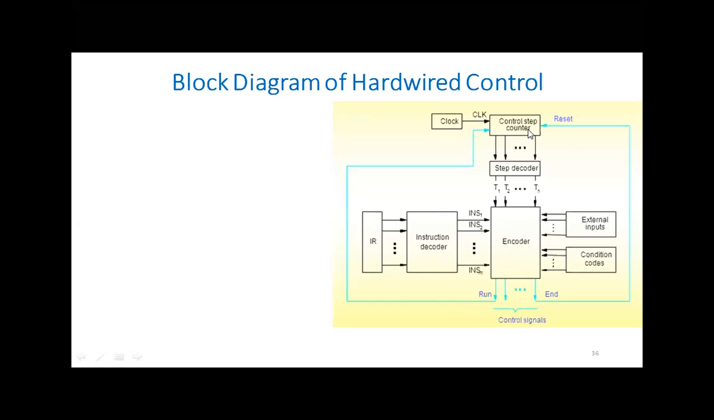When this value is incremented, it will go to the next step of the instruction execution. So if this run value is 1, then it will be incremented, and the instruction execution step will be decoded accordingly, okay. So this happens.